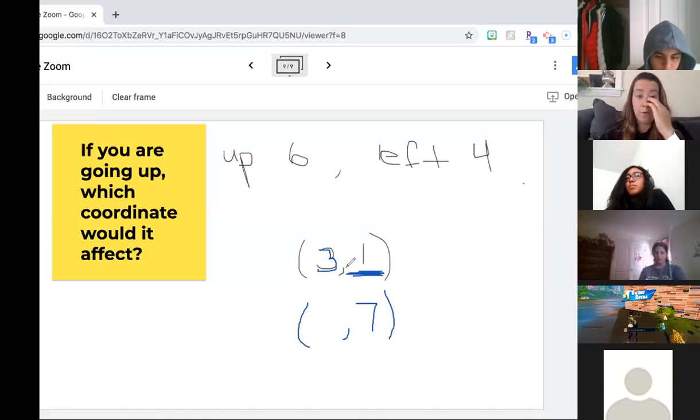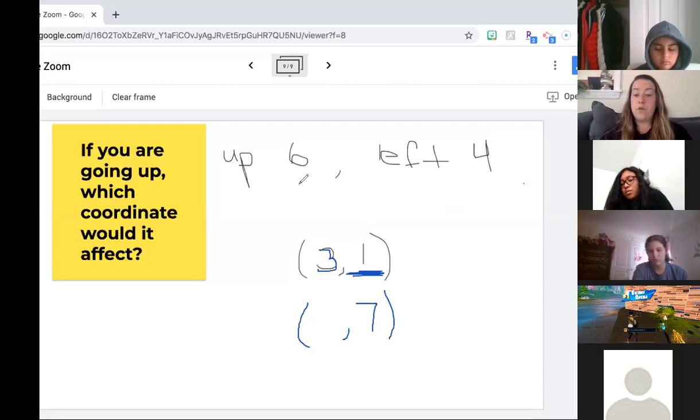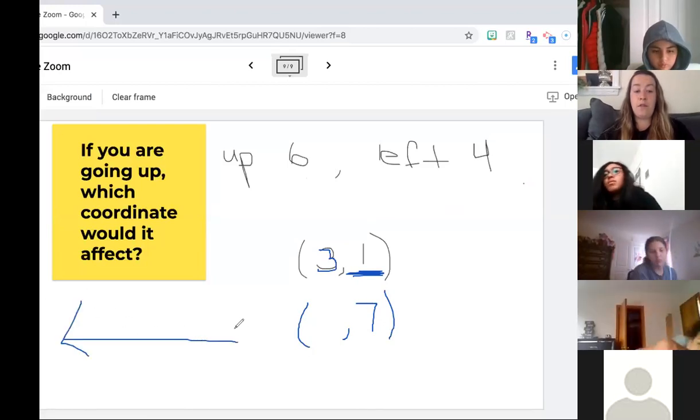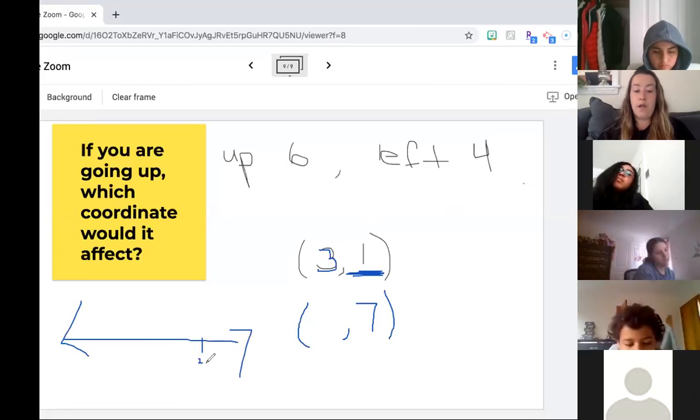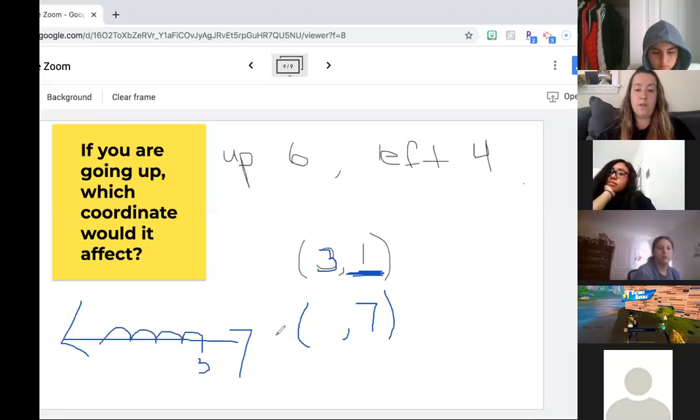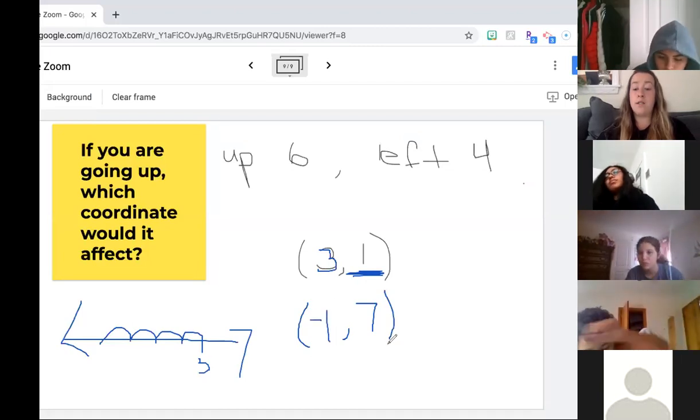So I started at 3, 1, and I went up 6 and left 4. So think about what happens when you go to the left on a number line. My x coordinate was at 3, and I'm going 4 this way. So I got some interesting answers, but my answer should be -1, 7.